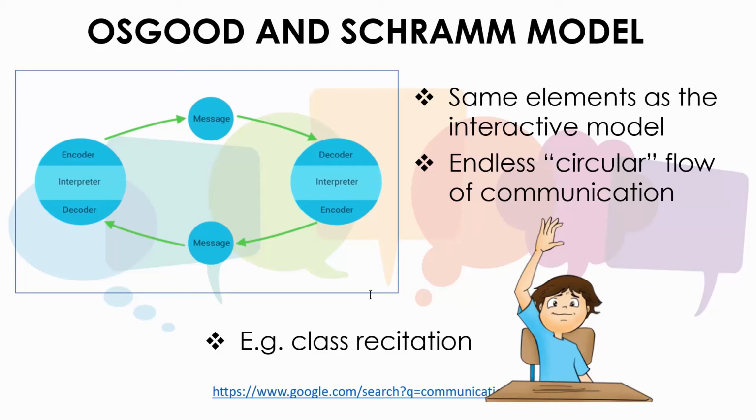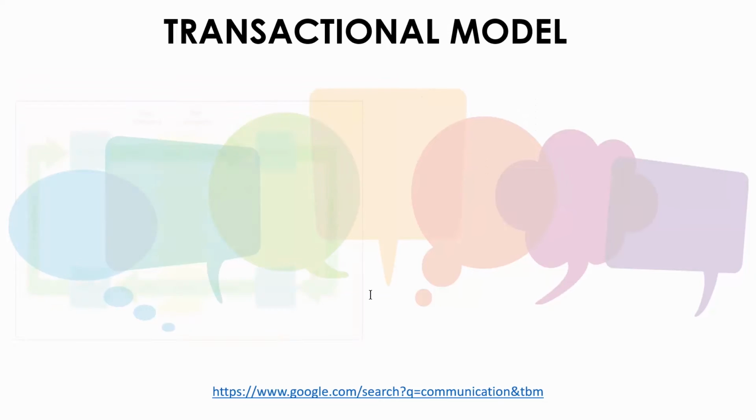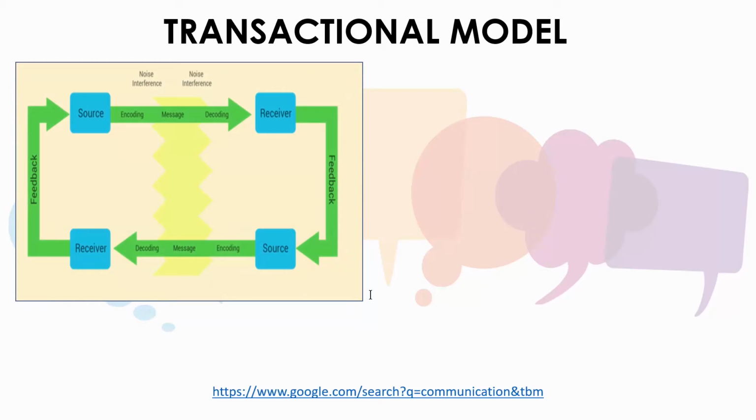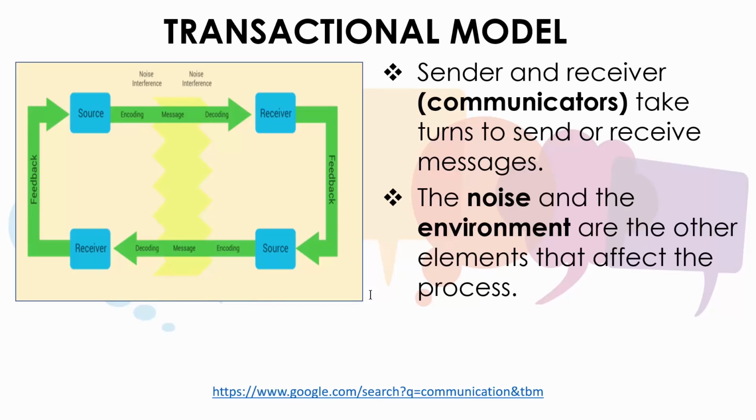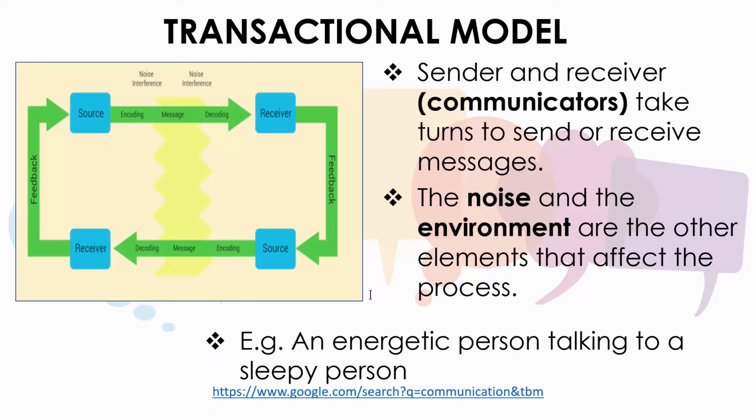The fourth model is what we call the transactional model of communication. It is the exchange of messages between the sender and the receiver where each takes turns to send or receive messages. Here, both sender and receiver are known as communicators, and their role reverses each time in the communication process as both processes of sending and receiving occur at the same time. The noise and the environment are other elements that affect the process. The noise is any distraction that affects the interpretation of message. An example of this model is an energetic person talking to a sleepy person.